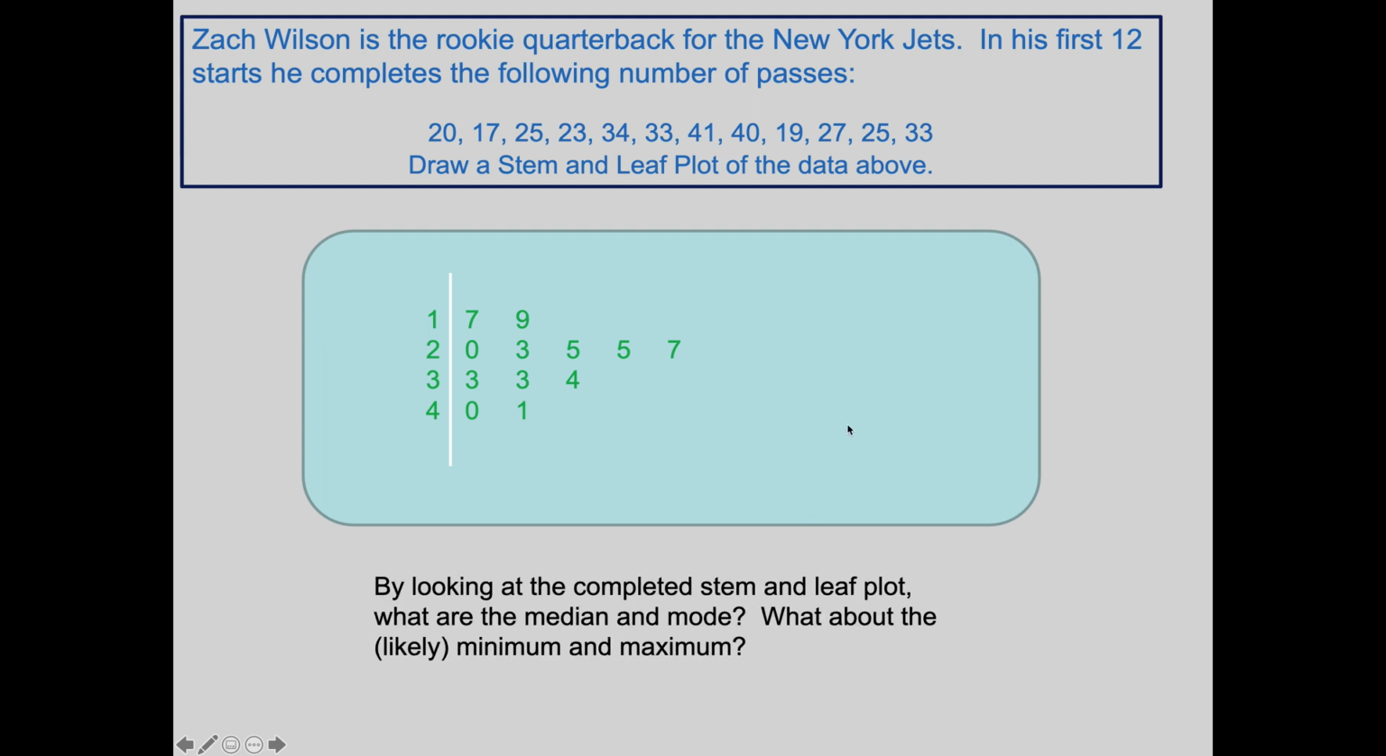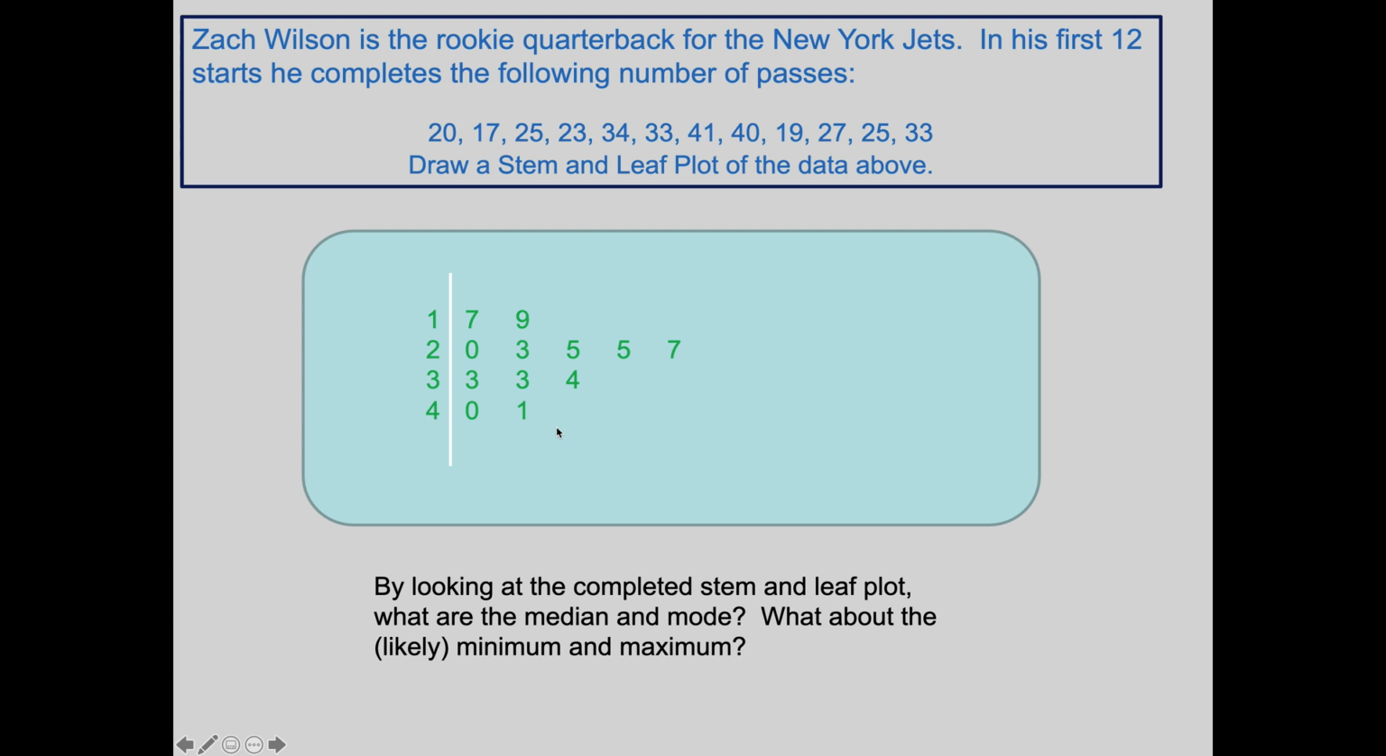when you look at the chart, you can see exactly what the mode is. There are actually 2 modes here, 25 and 33. It is possible to have 2 modes. The minimum and maximum are easy, 17 and 41. That is, of course, assuming no outliers.